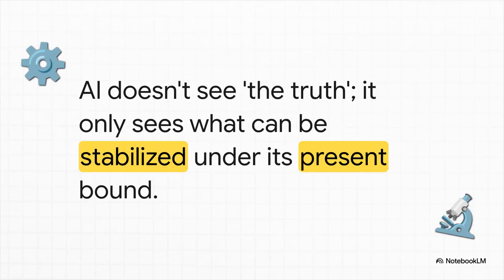So this leads us to a really critical engineering rule. An AI doesn't see the truth in some absolute sense. It only sees what its current limitations allow it to stabilize and make sense of. If you change that projection path, you change the observer's bound, and you might reveal a completely different structure.